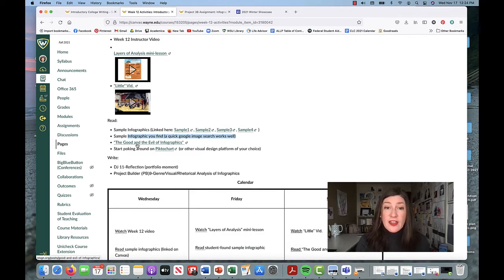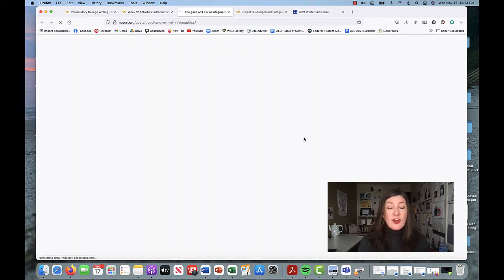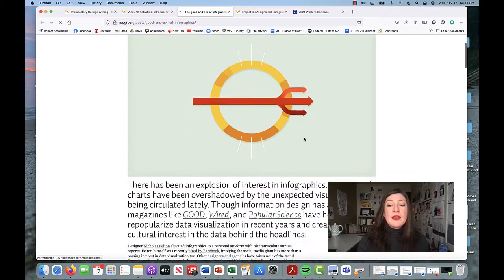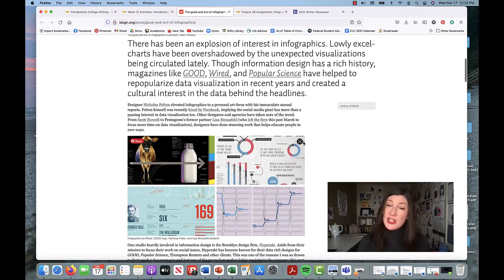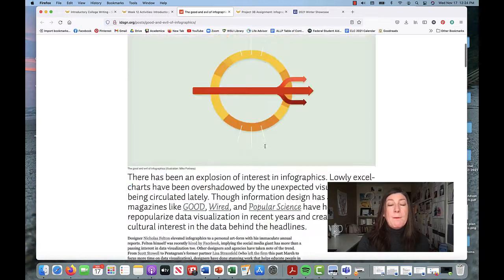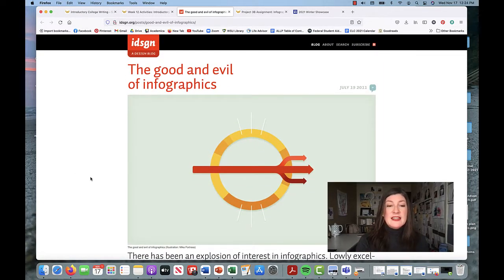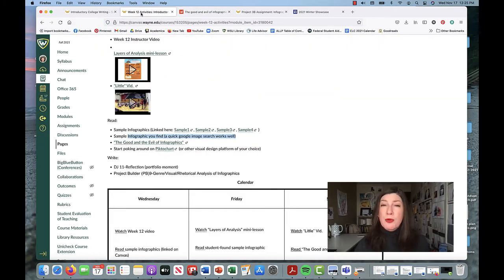This is a brief article that I'd like you guys to read. It's called The Good and Evil of Infographics. Now, it is set up as an interview, with a person who specializes in making infographics, Nicholas Felton. But the thing that's really interesting is how the discussion investigates ways that infographics can be manipulated, designed in particular ways to argue particular things. So pay attention to this because it's going to be really important to our consideration of ethical production of infographics.